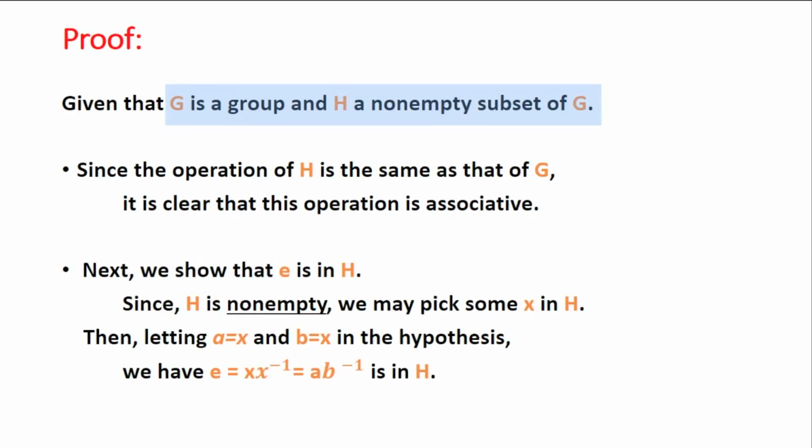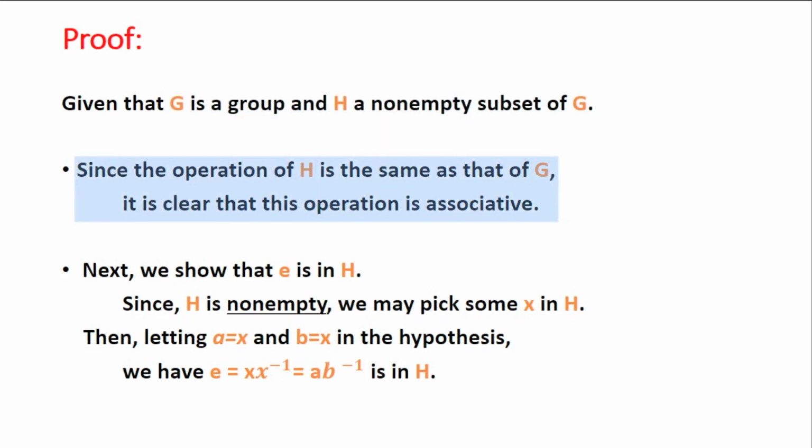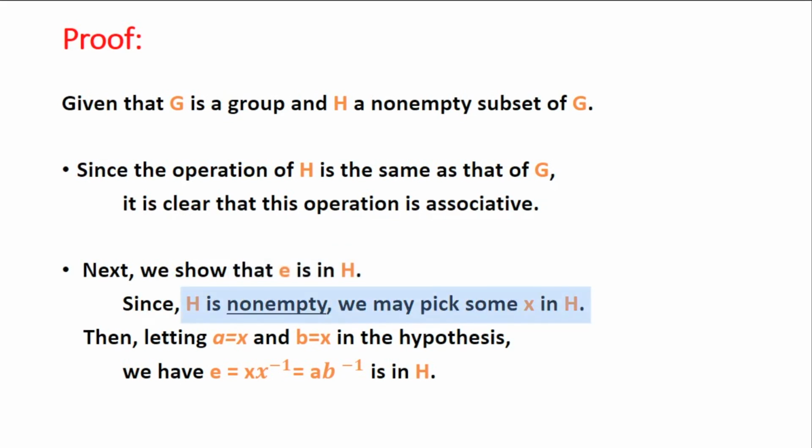We can prove it as follows. Given that G is a group and H is a non-empty subset of G. Since the operation of H is the same as that of G, it is clear that this operation is associative. Next, we show that e is in H. Since H is non-empty, we may pick some x in H. Then, letting a = x and b = x in the hypothesis, we have e = x x^-1 is in H whenever x is in H.